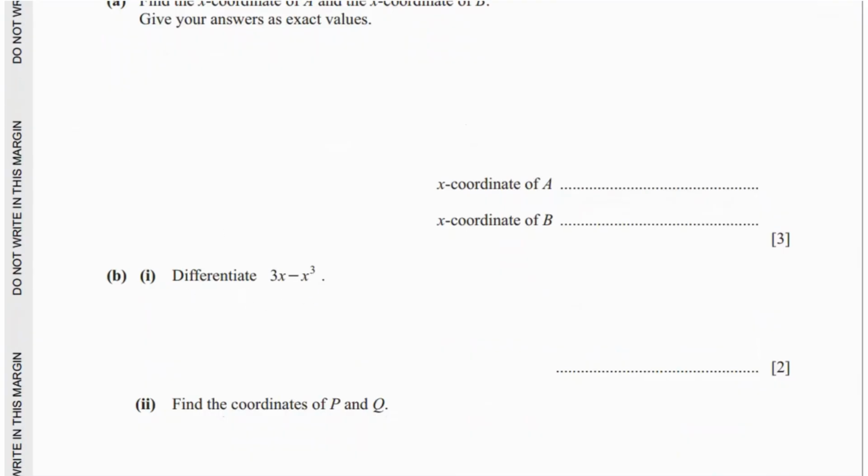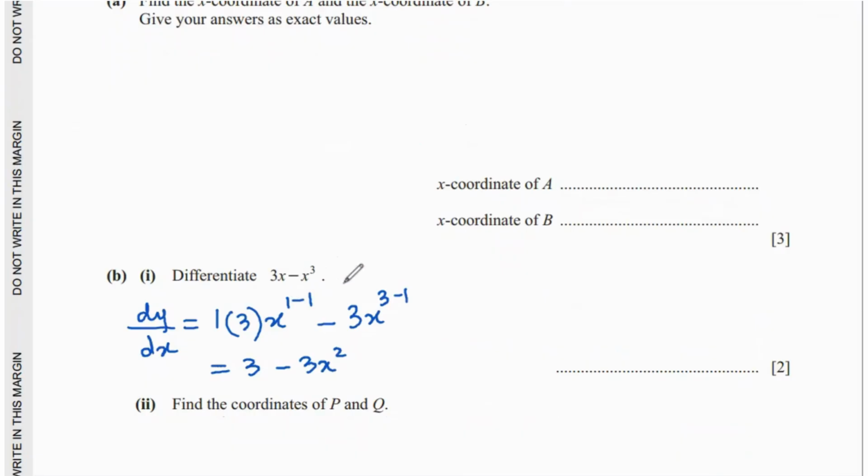Differentiate 3x minus x cubed. So for differentiation, what you do is you bring the power down of the variable, make it the coefficient, and then subtract 1 from the power. So x has a power of 1, 1 comes down, so 1 times 3, and x to the power of 1 minus 1. Now again, 3 comes down, and 3 minus 1 in the power. So that's 3 minus 3x squared. 3 times 1 is 3. 1 minus 1 is 0. Anything to the power of 0 is 1, so x becomes 1. And this becomes 3x squared.